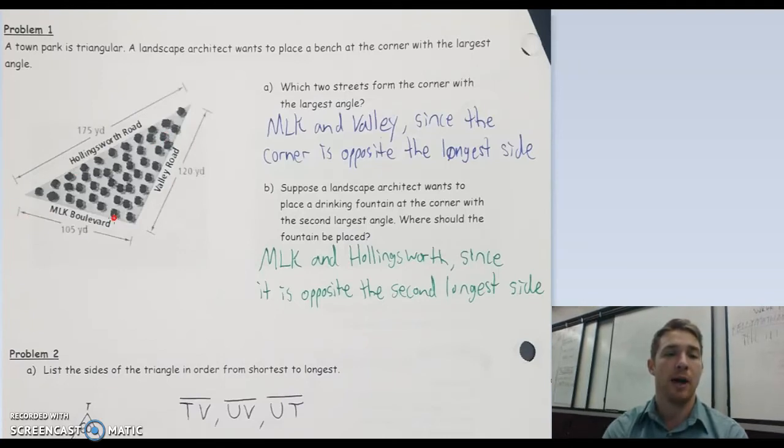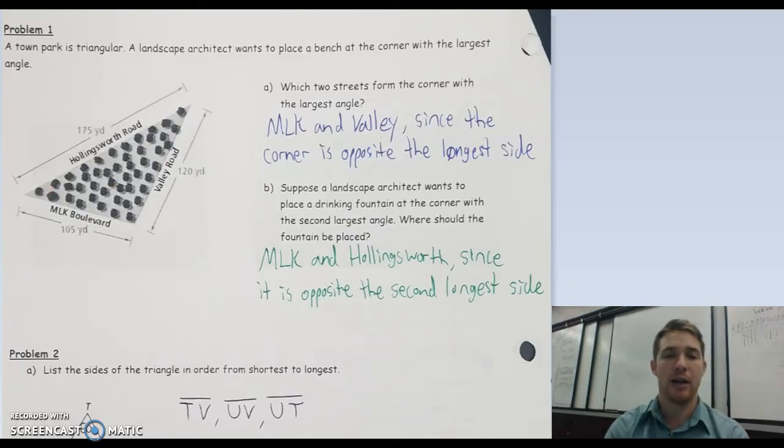So if I want to make my largest angle, I should go opposite that side, and that would be where MLK meets Valley. So MLK and Valley would be that right corner, because that's opposite my longest side, that should be my largest angle. If I then look for the second largest angle in part B, similar sort of steps, now I just can't choose the angle that I chose first. If I'm choosing between the last two, I want to choose this angle over here where Hollingsworth and MLK meet, because that should be opposite your second longest side, which is Valley. So that leaves our shortest angle opposite our shortest side.